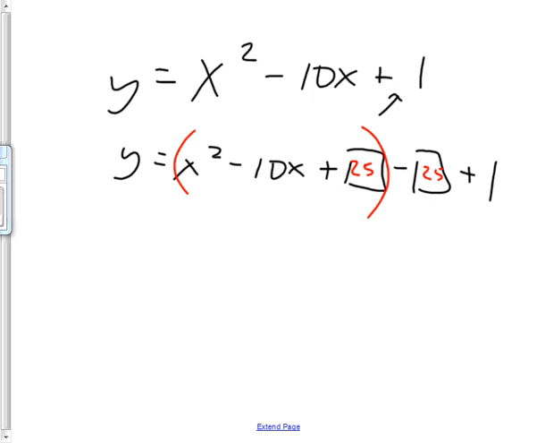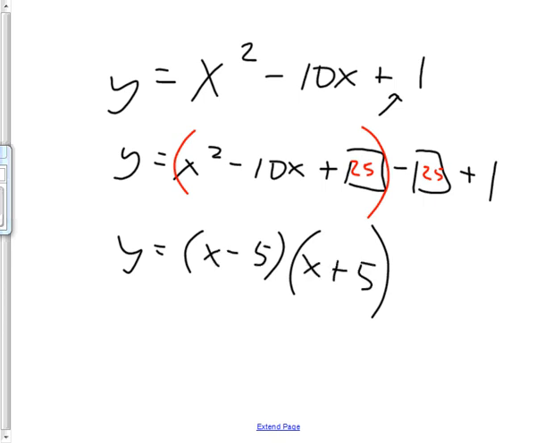Okay. Here we go. This one breaks into x minus 5 and x plus 5. No, wait, I can't do that. That's not a perfect square. See, it has to be minus and minus. They have to both be the same. And then minus 24. Final answer, I could have skipped that step and just gone right to this. X minus 5 squared minus 24.